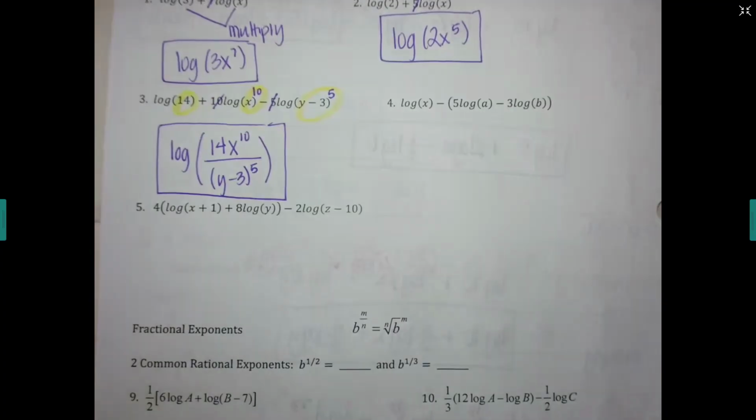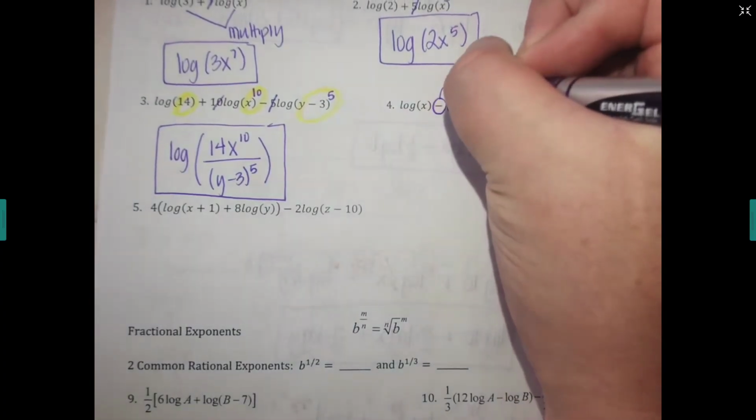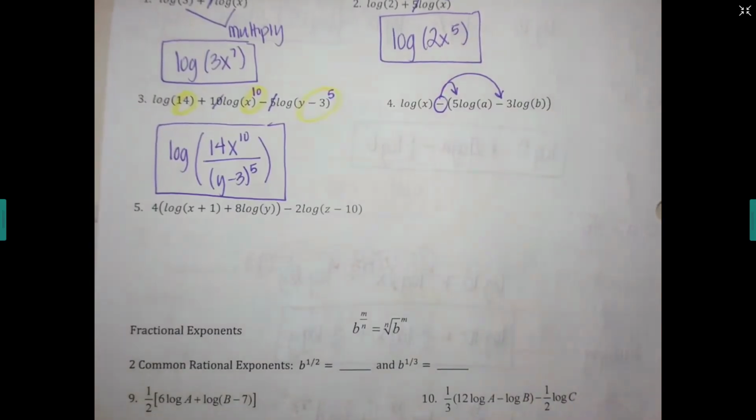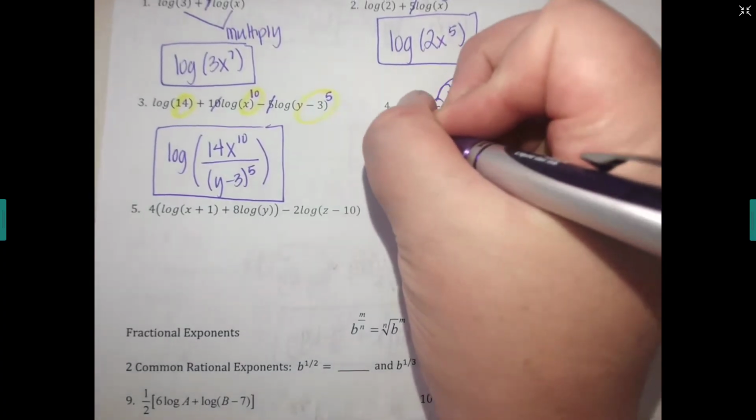All right, take a look at number 4. If you have parentheses, you have to eliminate the parentheses before you move stuff. So I'm going to take this minus from the front, and I'm going to multiply it into both of these logs. All right, we're almost done, guys. So your log x is going to stay the same.